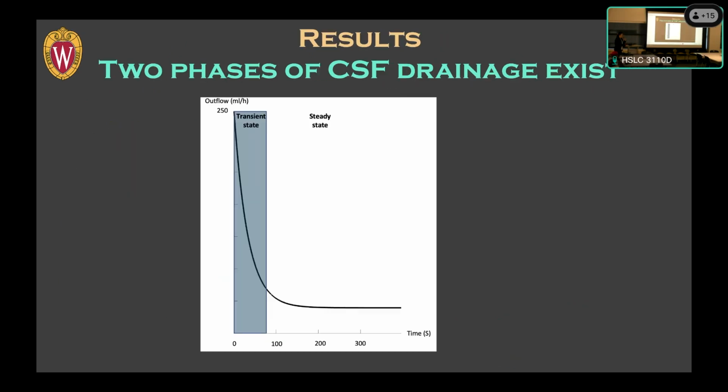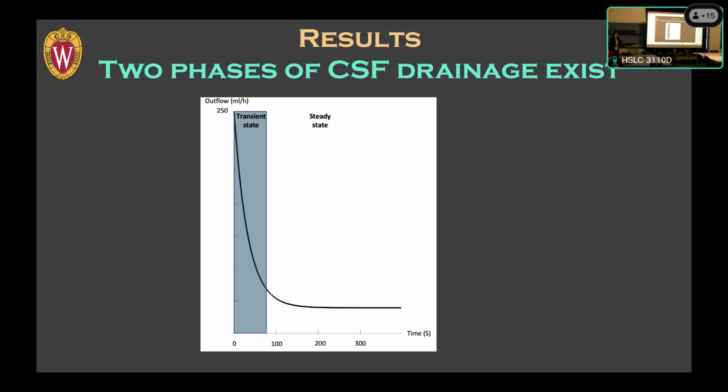So we wanted to understand how overdrainage is taking place and what this overdrainage is. As we were doing more experiments, we started to observe that there are two states of CSF drainage in each experiment. One that we call a transient state, which is a very short period of time where we have dumping or high values of drainage, and then a steady state.